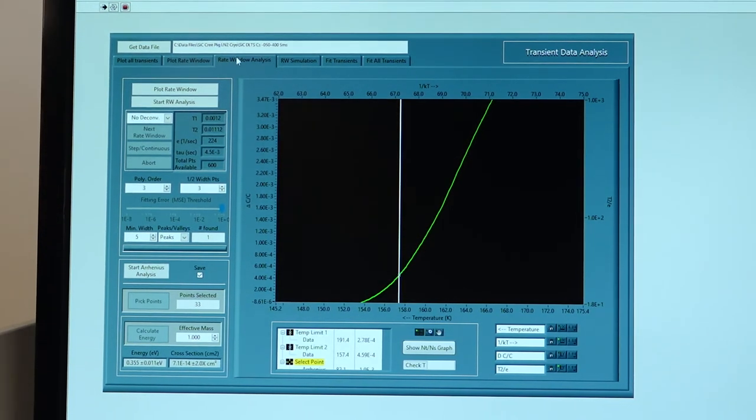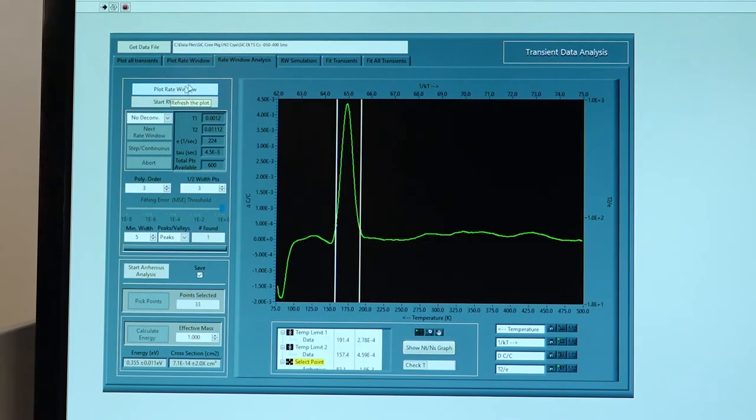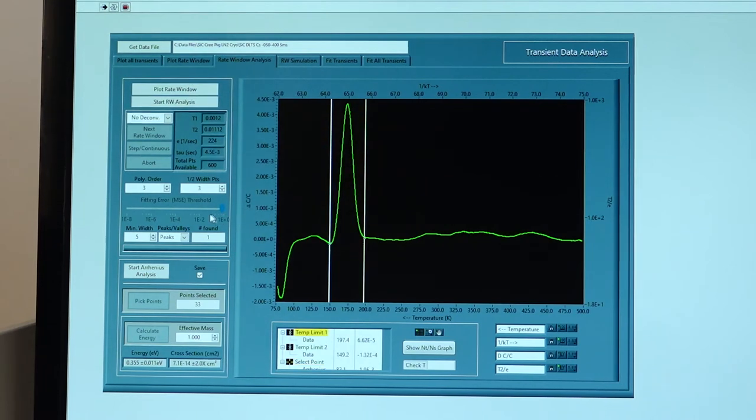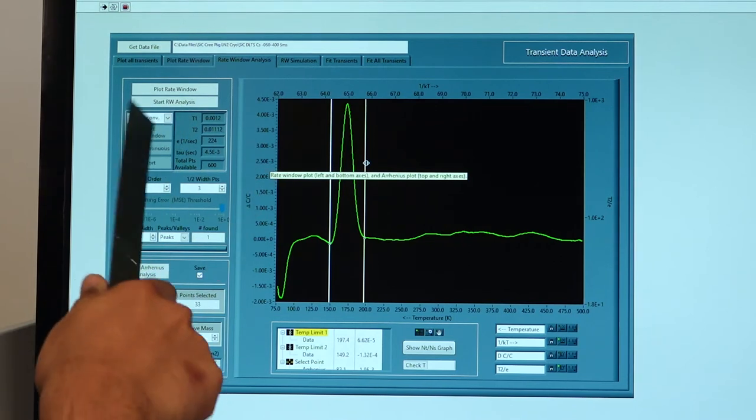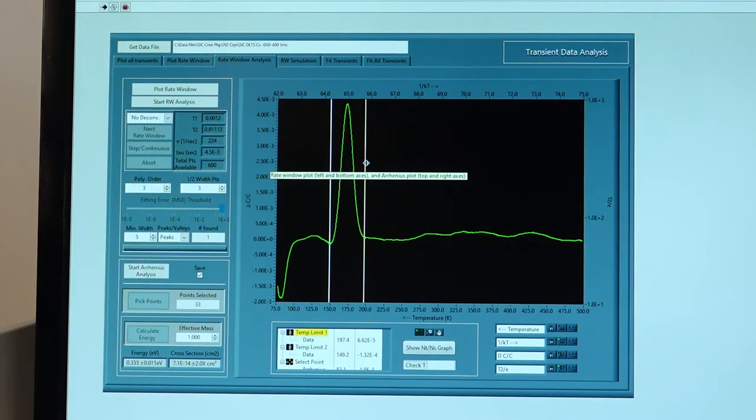So we click on the third tab. We see that this first tab shows plot rate window. We click on this. That brings back our old plot. For the time being, we see there is another option called no deconvolution. That would mean if this peak had been broad, then this could have been fit by multiple Gaussian curves. But we find that this is sharp. So we can try fitting it without any deconvolution, that is with one Gaussian peak.